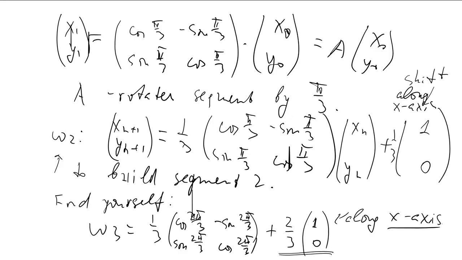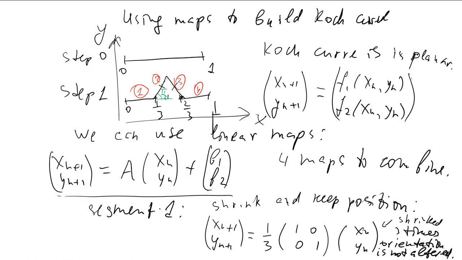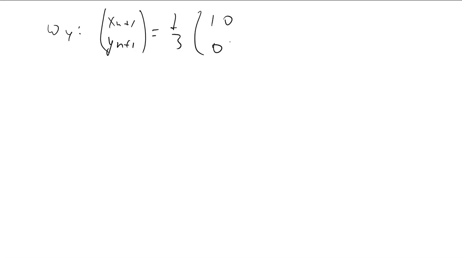And the last segment is relatively easy. This is segment number 4, it is shrinkage 3 times, and shift along the x-axis by 2/3. So this is relatively easy. Omega 4 is xn plus 1, yn plus 1, so 1/3 identity matrix, no rotation, xn, yn, plus 2/3, 1, 0.